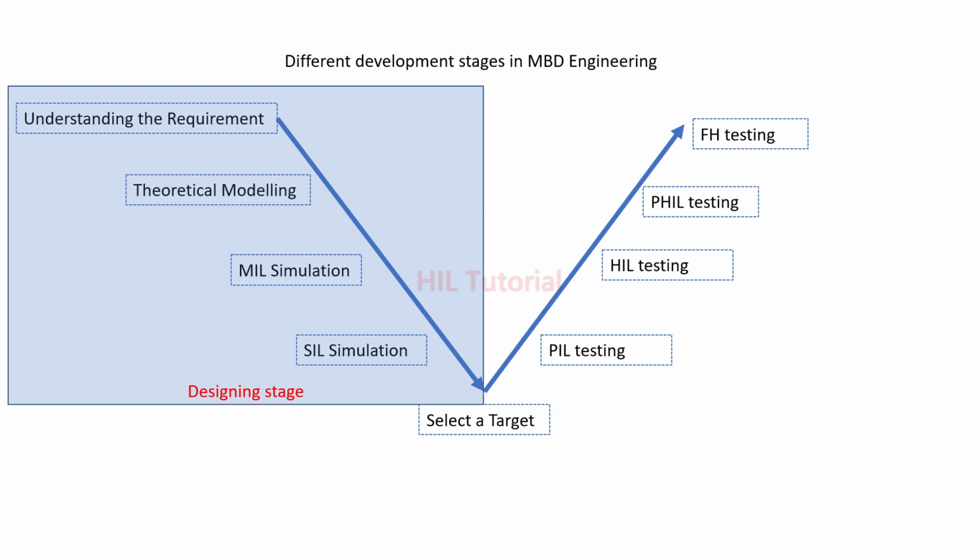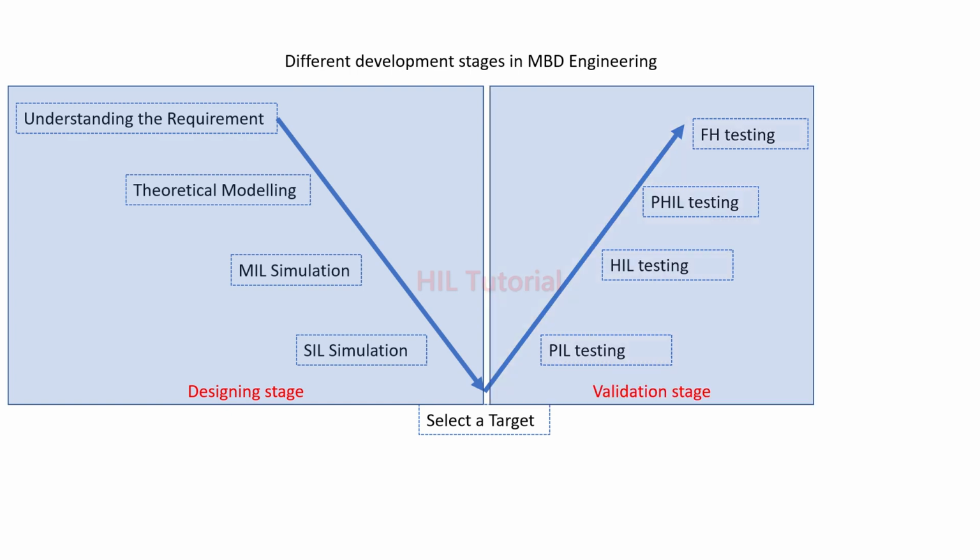This part is nothing but the designing stage, meaning in this stage we are doing only design activity. And this stage is for validation. In this stage we do testing and validation: whether your controller is working well or not, how well, what test cases it is passing, what fault robustness it has. All this testing we do, that's why it is called the validation stage. So these are the different model based design engineering development stages.